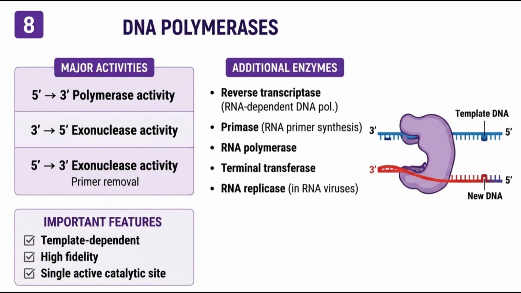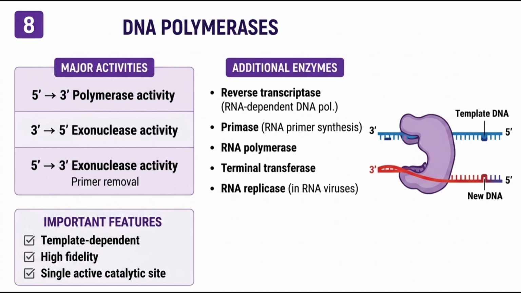Many polymerases also possess 3' to 5' exonuclease activity, which performs proofreading. Some polymerases, such as DNA polymerase I, additionally possess 5' to 3' exonuclease activity, used for primer removal. DNA polymerases are template-dependent, highly accurate, and possess a single catalytic active site. Other enzymes related to nucleic acid synthesis include reverse transcriptase, primase, RNA polymerase, and terminal transferase.